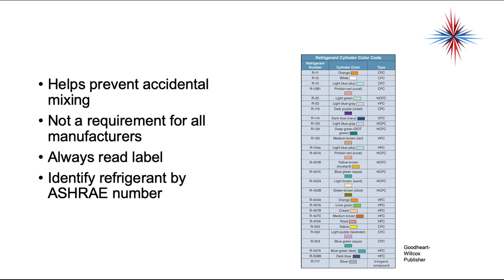Refrigerant cylinder color codes help prevent accidental mixing. They're not a requirement for all manufacturers, so always read the label. Identify the refrigerant by the ASHRAE number. So again, we have the refrigerant and we have cylinder color codes. R12 is a white cylinder. R22 is a light green, it's an HCFC. R410A is rose colored. R404 would be an orange. So refrigerant color codes are pretty important, but always read the label as well.